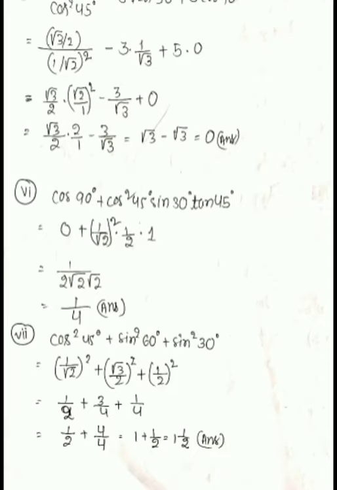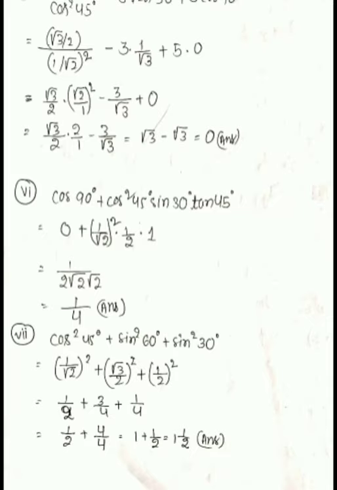Cos 90 plus cos square 45 into sin 30 into tan 45. So cos 90 equal to 0. Cos square 45, that means 1 by root 2 whole square into sin 30 means 1 by 2 into tan 45 means it is 1.